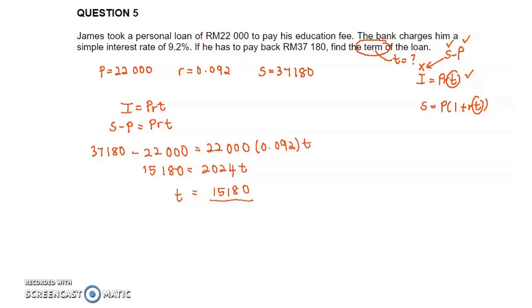15180 divided by 2024. So T equal to 7.5. So 7.5 what? So T is in year, right? So 7.5 years. So James took loan of 22,000 and he has to pay back this amount. Okay, the term of the loan is 7.5 years.